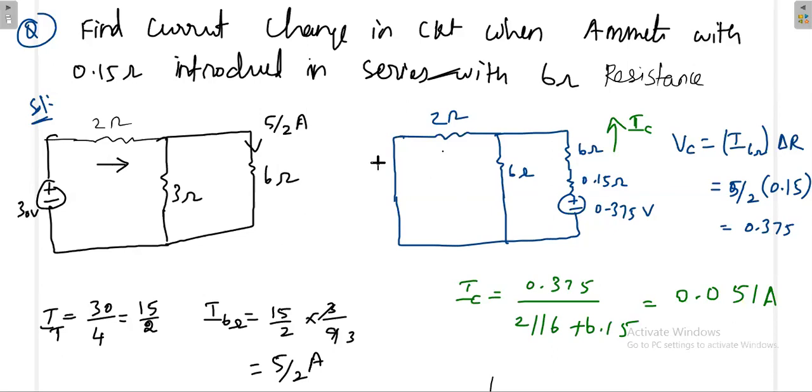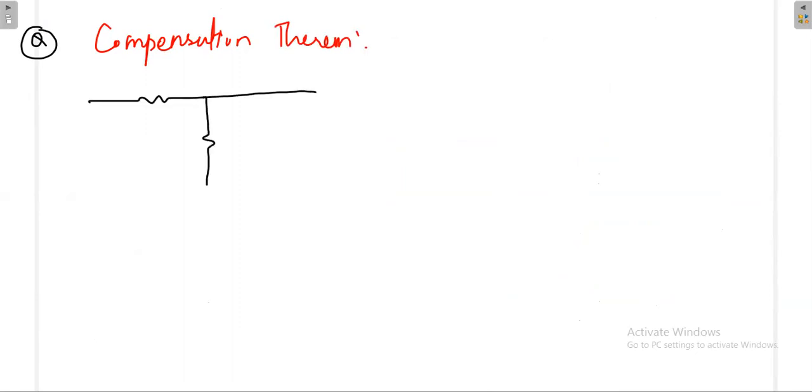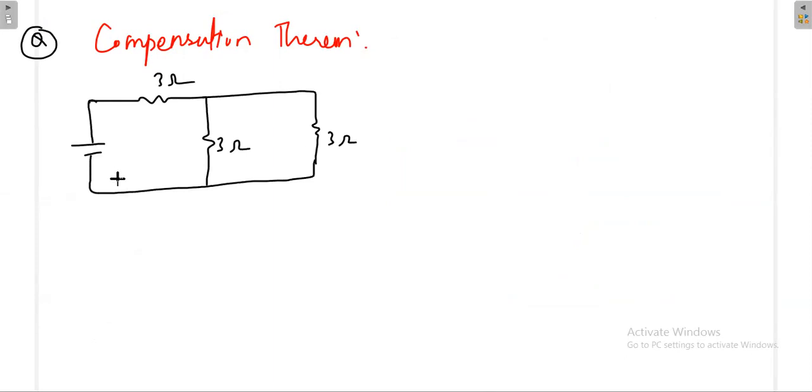Again, I will take one more problem, because it may not be very convincing to you. That's why I take another problem. Now we are going to apply the compensation theorem, and with it we are going to realize the nature. Suppose you have a circuit like this: 3 ohm, here 3 ohm, and here 9 volt is applied.